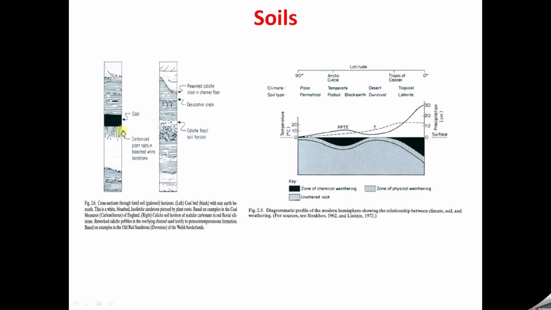This is the seatearth, which is coal under it, with carbonized plant roots penetrating leached or bleached sandstone, very white sandstone. The same thing here. This is the cornstone, which is a caliche soil horizon. And here we have desiccation cracks, another indication of subaerial exposure and unconformity. And here we have reworked caliche in a channel floor.